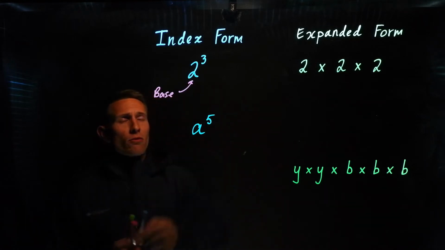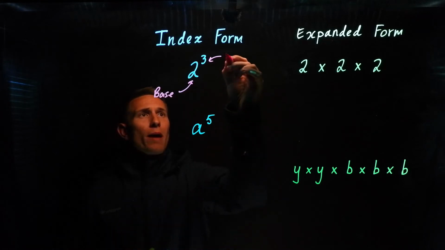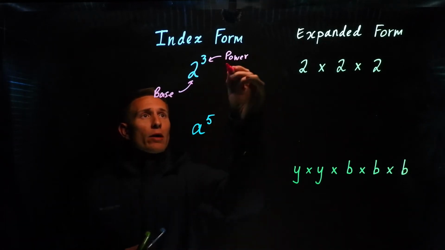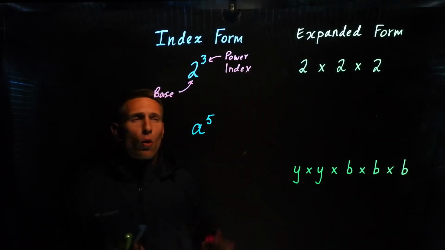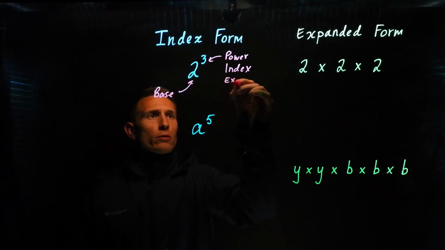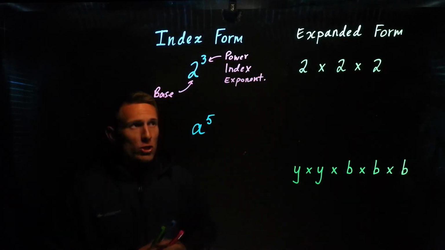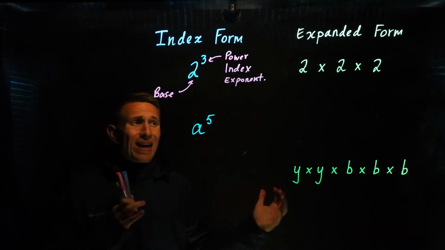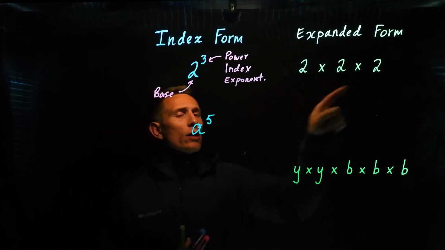Okay? Now this little 3 at the top, we've got 3 different names we can call that. We can call it the power, and that's often what I use. We can also call it the index, and we can also call it the exponent. So in this first example we have 2 to the power of 3. Okay, when we expand that, we put our multiplication sign back in, it becomes 2 times 2 times 2.